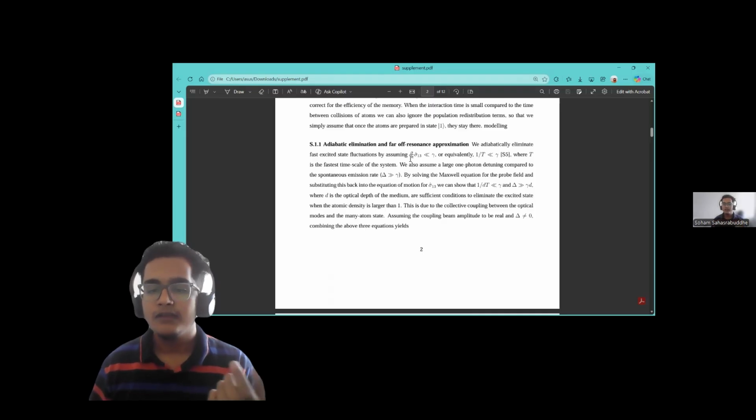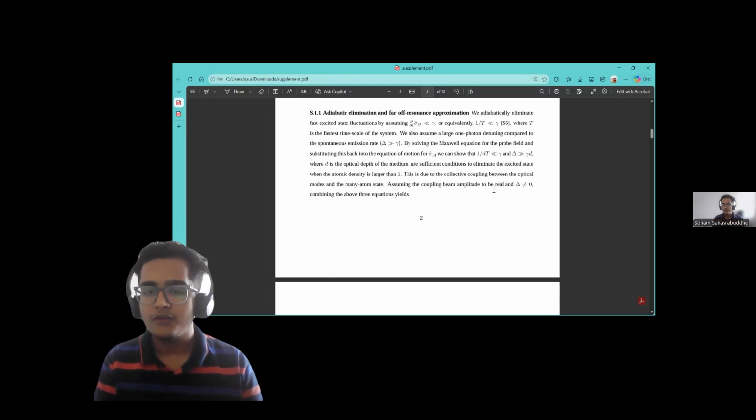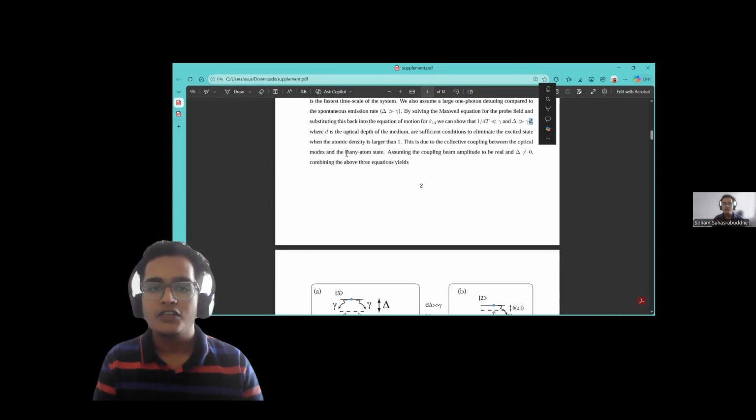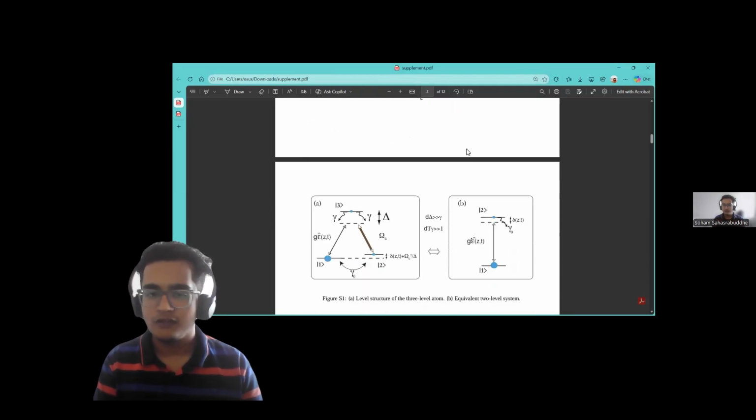So by solving these Maxwell-Bloch equations in this field, we have effectively d is 1 by dt is very small compared to gamma, where d is the optical length, and the photon detuning effectively is greater than gamma d. And we need to ensure that this d is greater than the optical density, which is 1. So this is the collective thing, and we assume that the beam amplitude is real and photon detuning is 1.